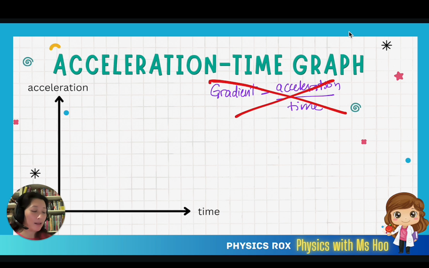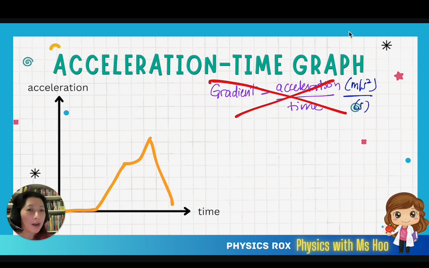So we can calculate the gradient of an acceleration time graph. We can: zero gradient, constant gradient, changing gradient, negative gradient, we can. But it doesn't mean anything, so we don't have to use that value. Just to further prove that it bears no meaning, we can check it with the units. So acceleration is meters per second squared, time is second, meters per second squared divided by seconds gives us meters per second cubed. So there's no quantity you've learned with this unit, so no need to use.